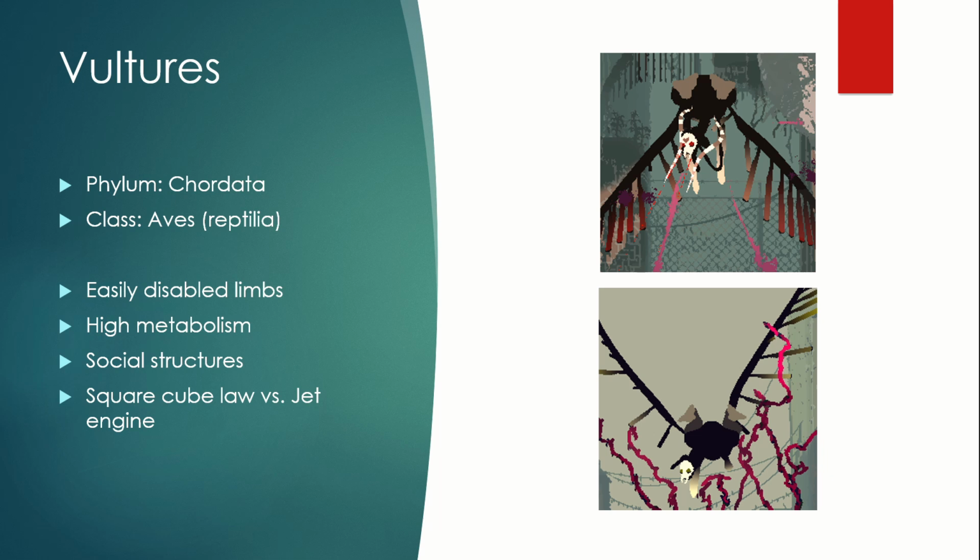And the square cube law versus jet engine comes into this because most birds are limited in their capacity for size due to the square cube law, but because of the introduction of jet engines into the genetic capacities of the environment, these things were able to kind of circumvent that and have a large body form that is capable of flight. And the structures on its wings actually do somewhat resemble feathers, so that could imply more avian characteristics.